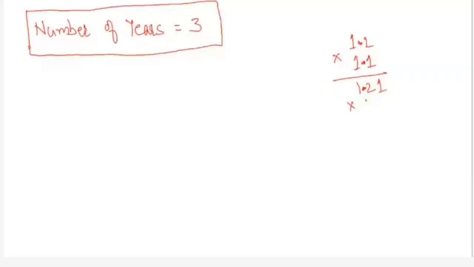11 multiplied by that. 11 ones are 11. Carry 1. 11 twos are 22 and 1, 23. Carry 2. 11 ones are 11 and 2, 13. 2 digits after the decimal point here, 1 digit after the decimal point here. So it's not that difficult also.